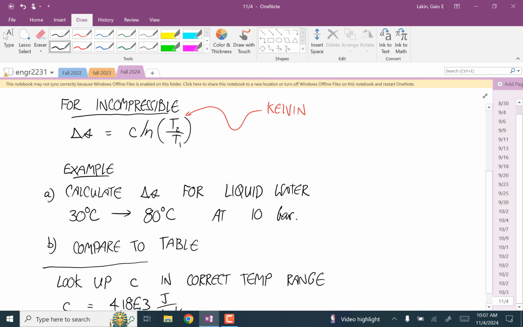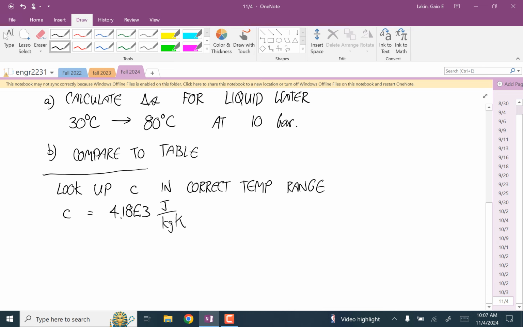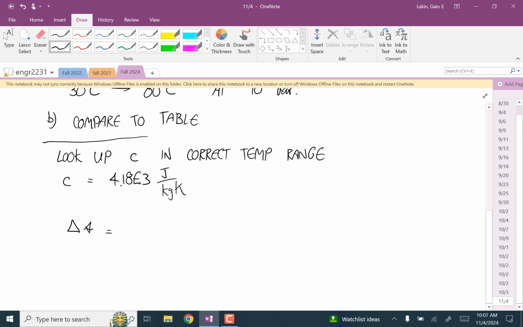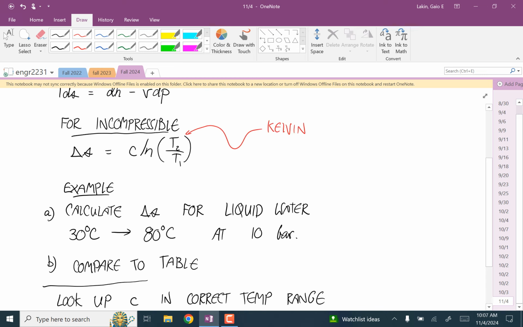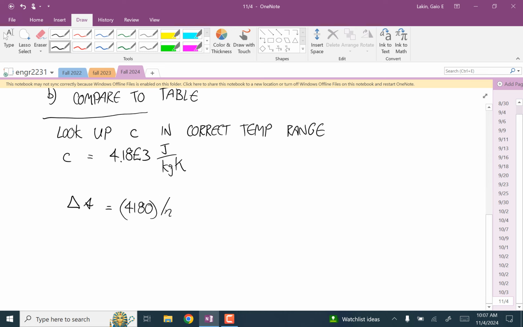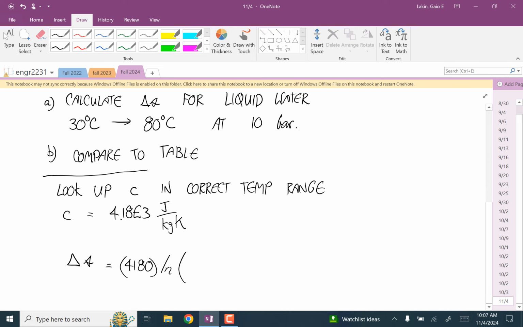So now we'll put this into the equation that we got last time and calculate that the change in specific entropy is equal to 4180 times the natural log of our T2, our temperature 2, which is going to be 80 plus 273, so 353. That's 80 Celsius expressed in Kelvin. And then we're dividing by 273 plus 30, so 303.